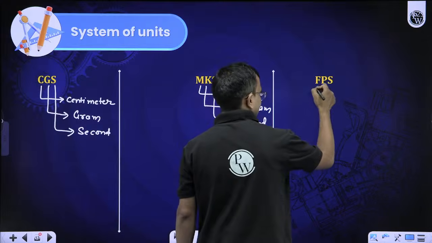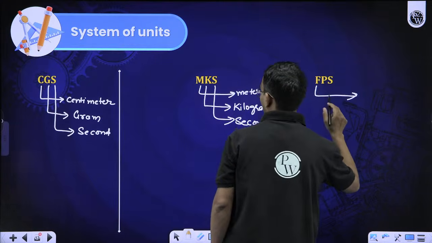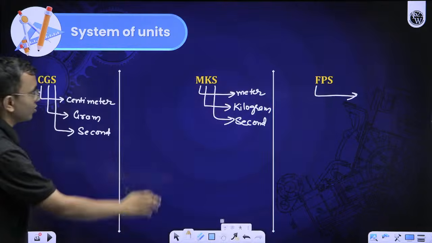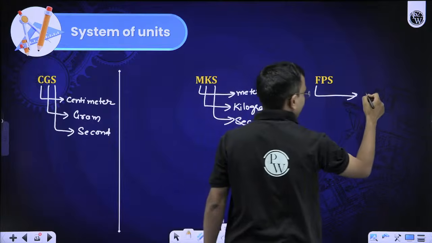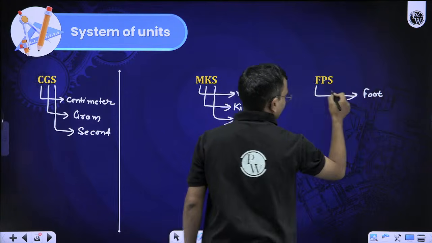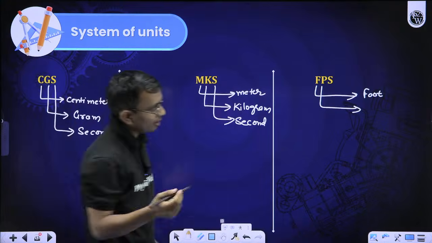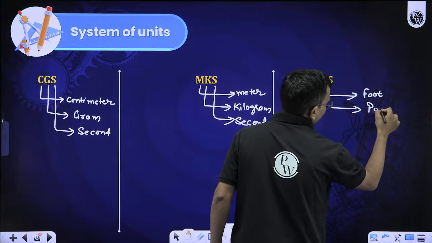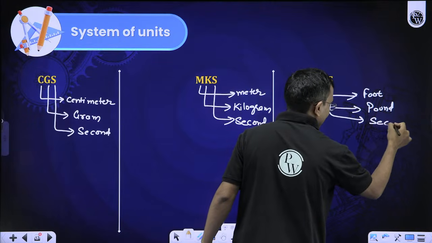Similarly FPS. What is the unit of length that starts from F? Foot. Then what is the unit of mass that starts from P? Pound. And the time remains the second.